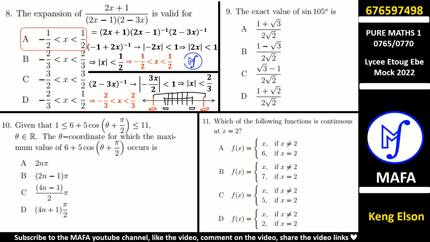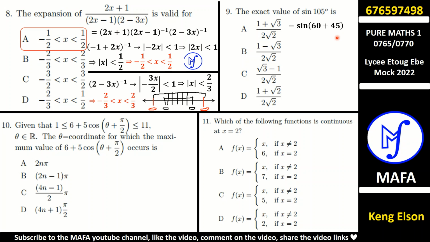It reads, the exact value of the sine of 105 degrees is. So remember that we are not going to use a calculator, so we are going to express 105 degrees as the sum or the difference of standard angles. So 105 degrees can be written as 60 plus 45. Those are two standard angles. So the sine of 105 degrees is the same as the sine of 60 degrees plus 45 degrees.